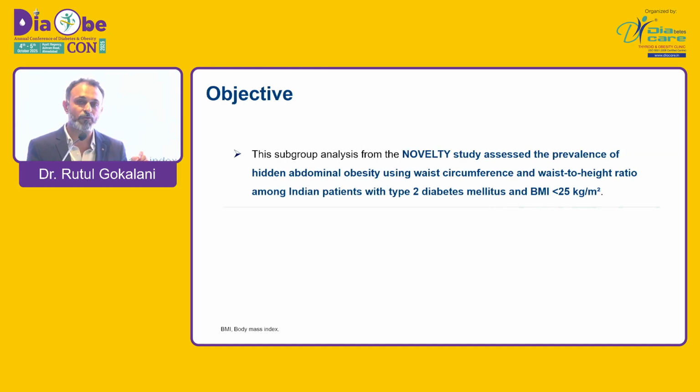So the objective of this NOVELTY study was not to get a separate subgroup of obesity in low BMI, but this was a subgroup analysis of the NOVELTY study, where it assessed the prevalence of hidden abdominal obesity using waist circumference and waist to height ratio among Indian patients with type 2 diabetes mellitus where BMI is less than 25.